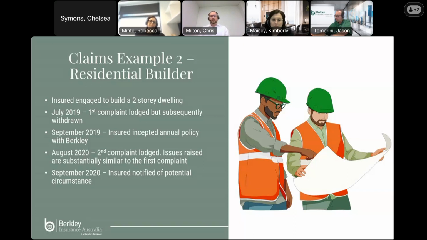And the second reason, the previously known claims exclusion also applied in this instance, as the first complaint and the building report would have put the insured on notice that there was a potential circumstance that may lead to a claim against them. So that's a really good example of the importance of notifying as quickly and as early as possible. I'm now going to throw over to Rebecca to talk about some underwriting considerations.